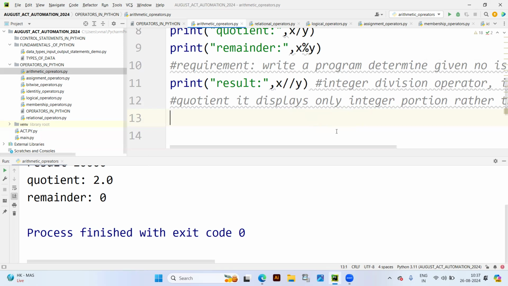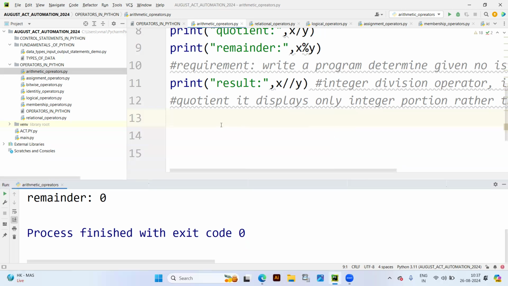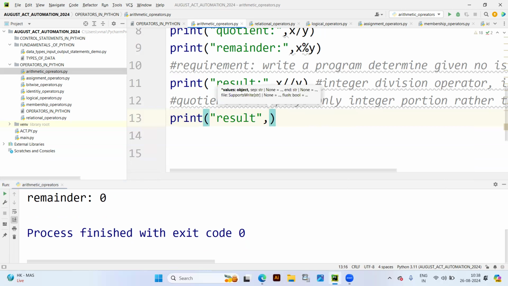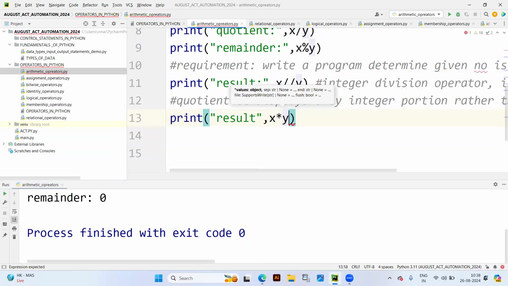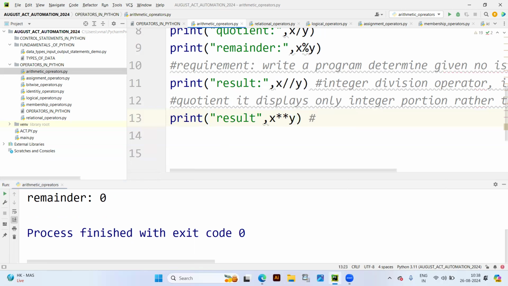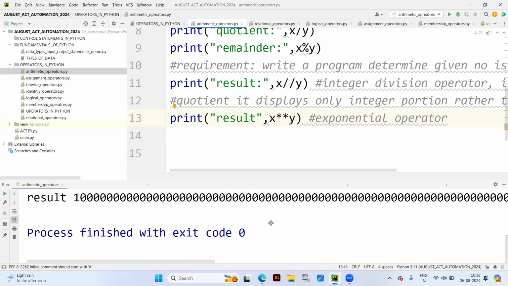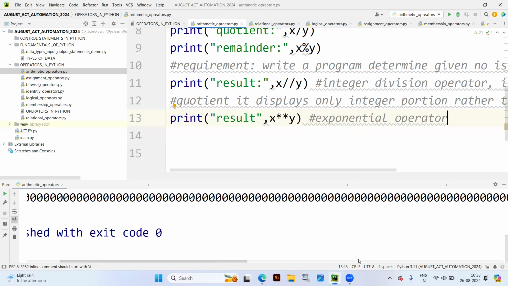Right. So I hope you understand them. And lastly, there is x to the power of y. The double asterisk indicates what? The exponential operator. X is 100 to the power of 50. That's going to be the resultant value here. You see, this is the result. Can you read it? It's highly difficult for you to understand.